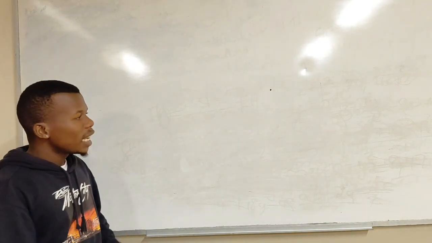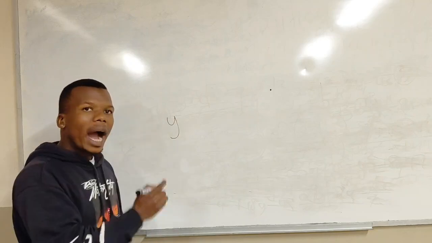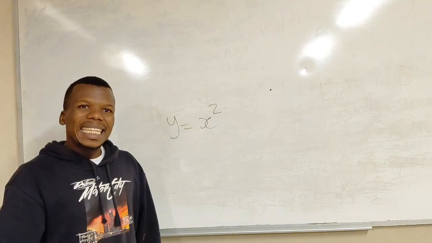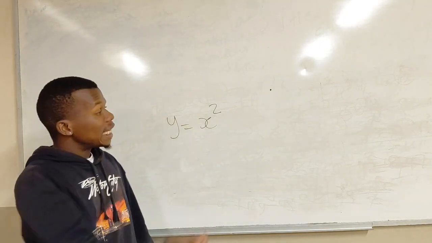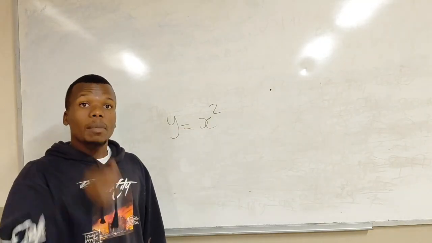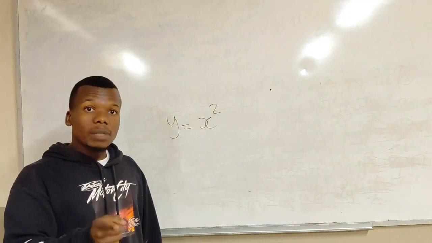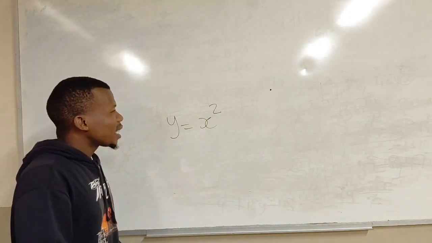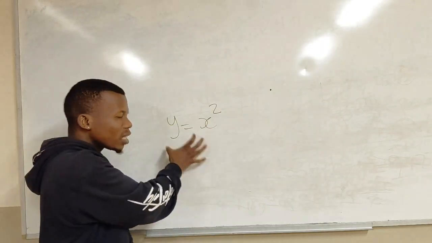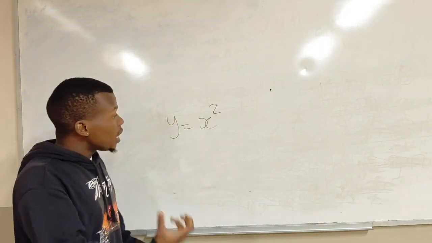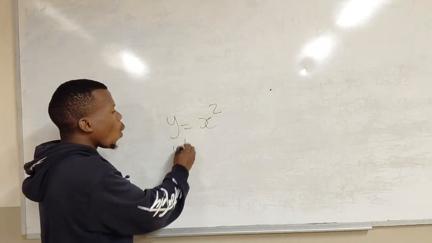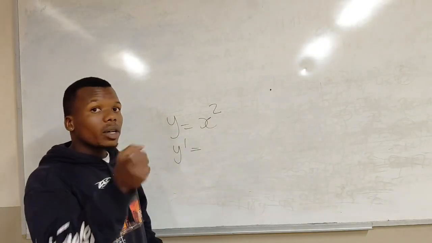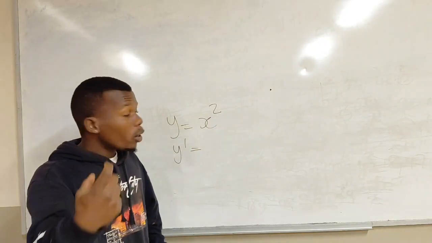Now let's check something. Say I'm given a function, y is equal to x squared. And they say to me, derive or differentiate this function with respect to x. Remember we said we are going to work with exponent multiplied by coefficient, exponent minus 1. If they say derive this function with respect to x, in other words, I am going to say y prime is equal to, remember our rule is exponent multiplied by coefficient, exponent minus 1.